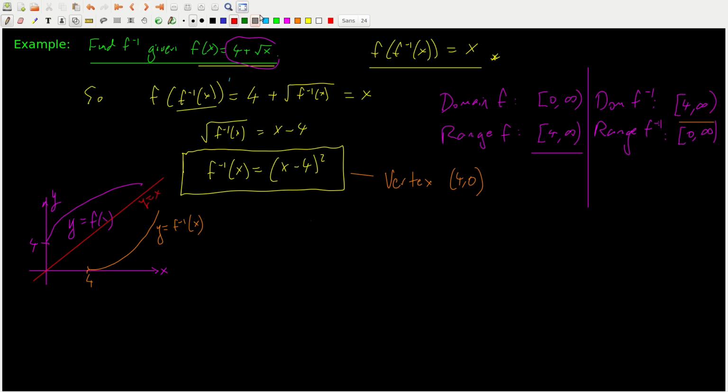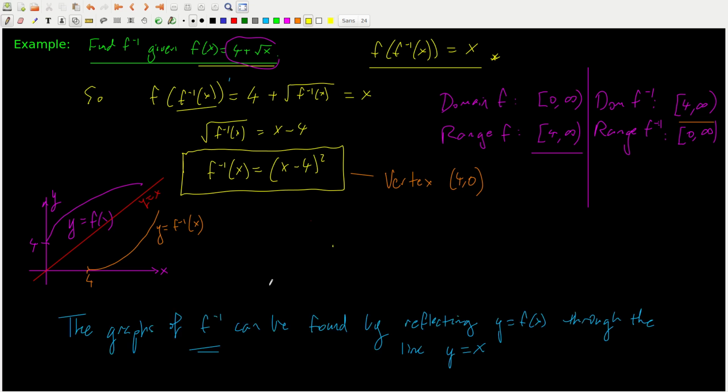This is not the best graph in the world, but this is an important statement about functions and their inverses. And it's always going to be true. The graph of f inverse can always be found by reflecting y equals f(x) through the line y equals x. So I'm taking this and I'm reflecting it through this line. I'm taking each of these points and reflecting it across the line, and we're always going to find that the inverse function is the reflection of the original function.